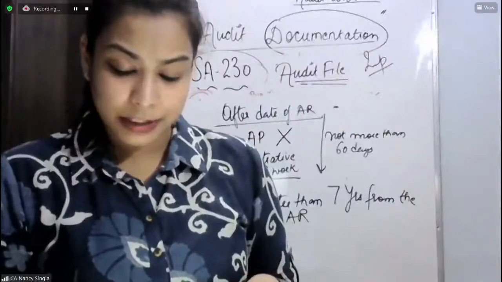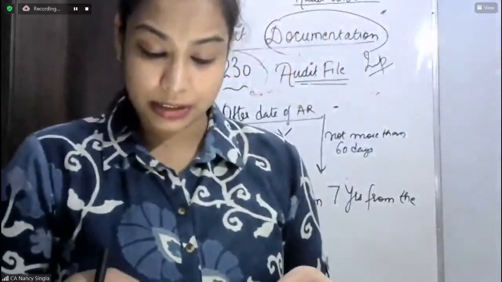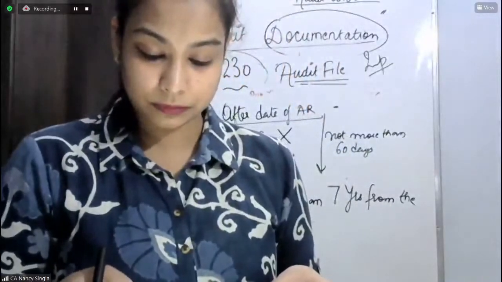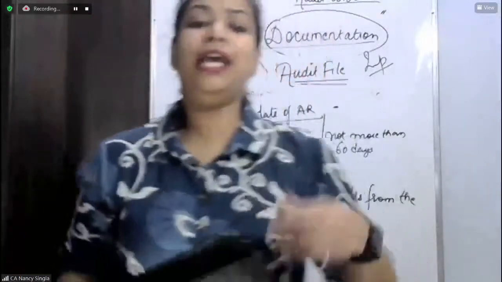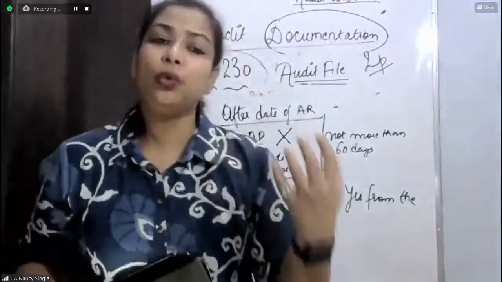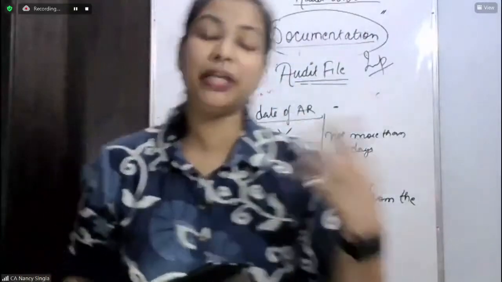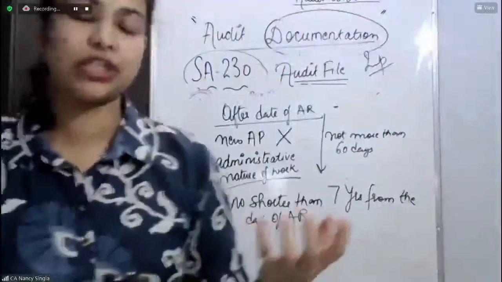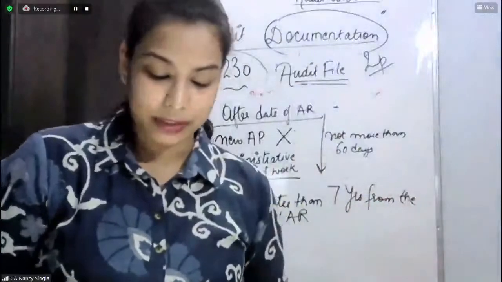Ramakrishna is asking who has to maintain the audit file? Auditor. Okay? His second question is, if there has been a change of the auditor, how will the new auditor get the documentation? We will be doing this in this chapter, SA 510, initial audit engagements, opening balances. There you will see how to deal with it. Okay?